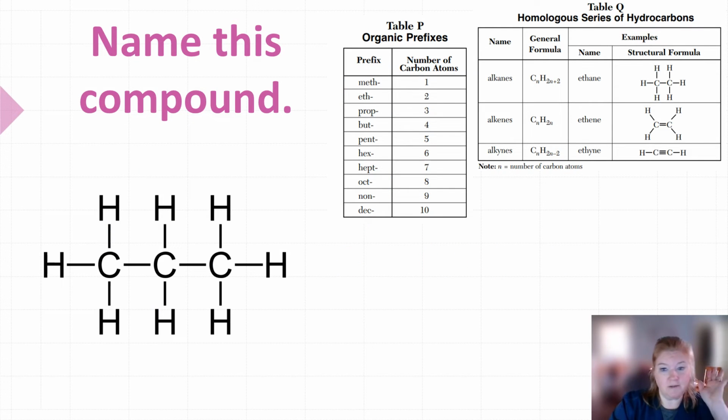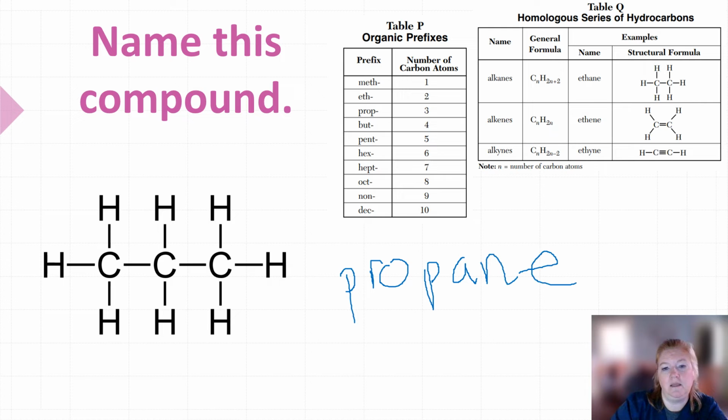All right, this one. I don't see any double bonds. I don't see any triple bonds. So count how many carbons? 3. What is the prefix for 3? Prop. How do I end it? A-N-E.